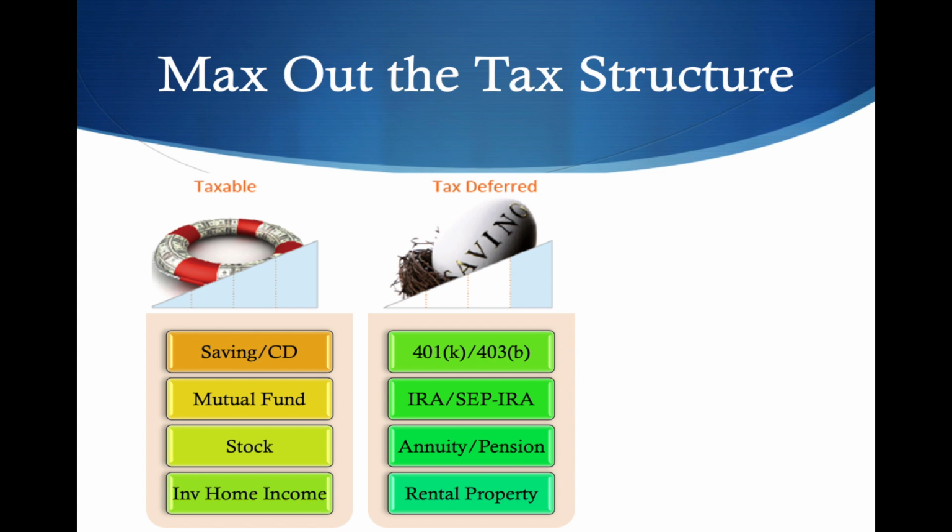This is going to be different than the rental income that you generate. The rental income on a monthly basis, that is going to be in the taxable section. Your tax deferred money for the rental property is going to be when you actually sell the property.